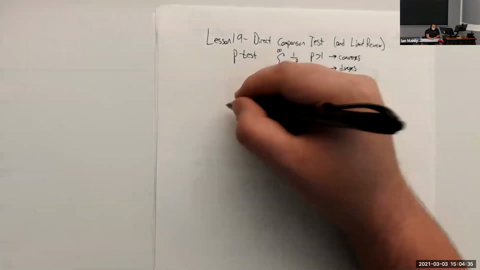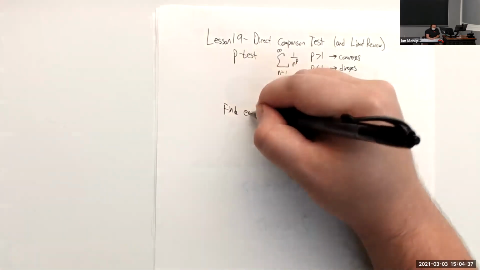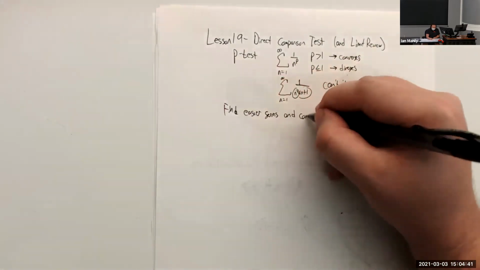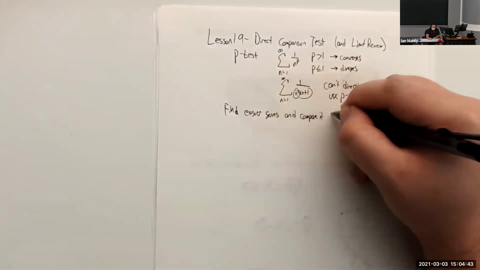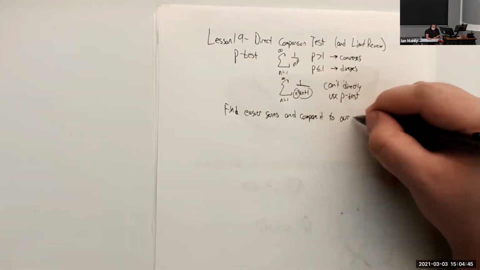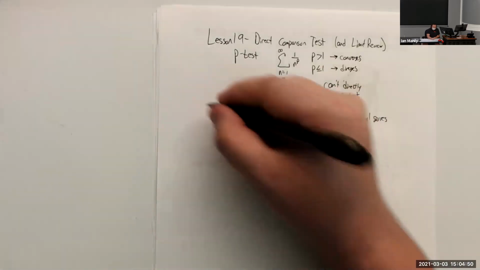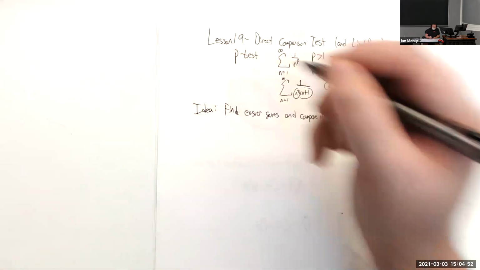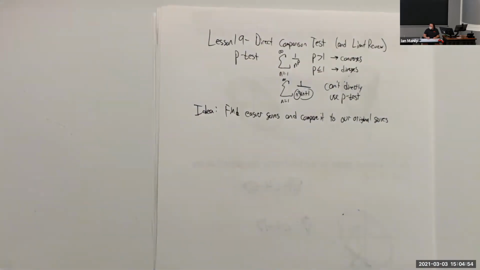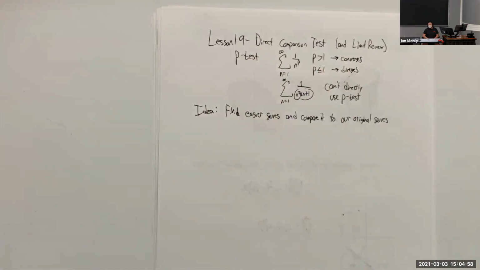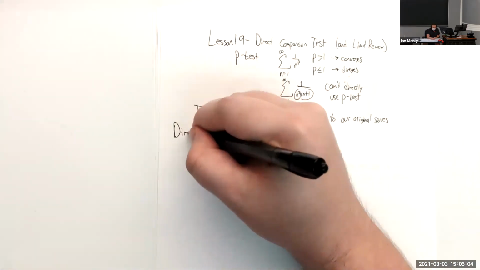We find an easier series and compare it to our original series. So that's going to be the idea of the direct comparison test. And why is it not just called the comparison test? Well, there's actually going to be two different types of comparison tests, but we'll get to the other type next time. All right, so let me state what the direct comparison test is.